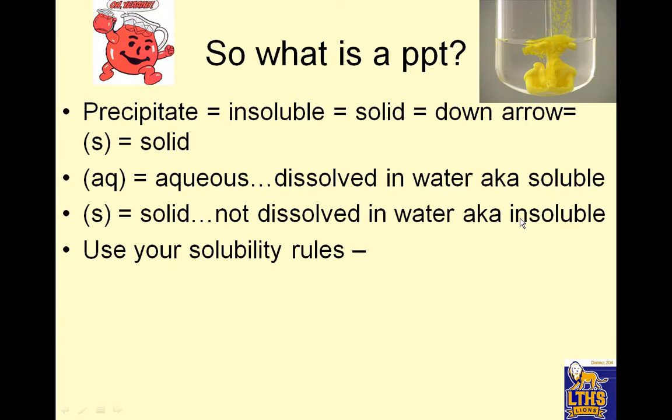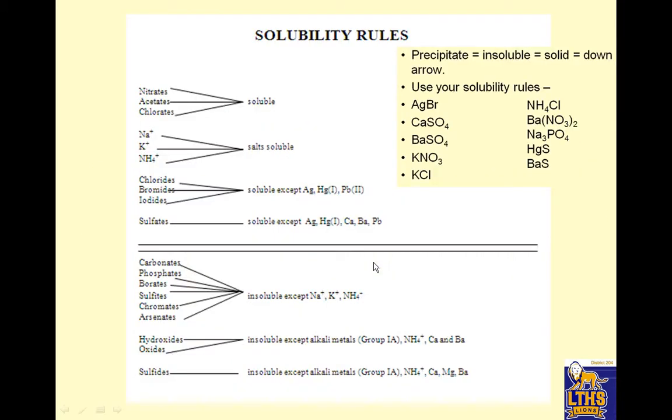So let's look at what is a precipitate. It's insoluble, it's a solid, it's going to be a solid or a down arrow. AQ is aqueous, dissolved in water. S is solid. So we have what are called solubility rules. Here's what they look like. So this is saying that anything that has nitrate, acetate, or chloride in it is going to be soluble.